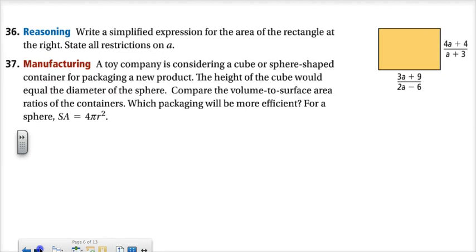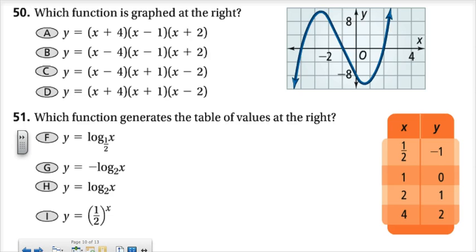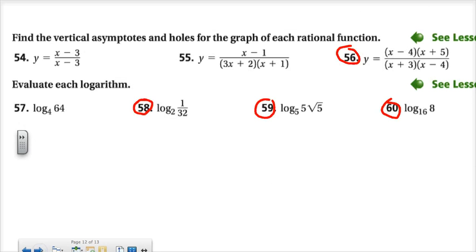Now, I went to the review again before there were any more of these. All right, so 56. Find the vertical asymptotes and holes for the graph of each rational function. Well, they come from the denominator. Anything that would make a 0 down there is a point of discontinuity. So I can see that x equaling negative 3 and x equaling 4 will be a problem.